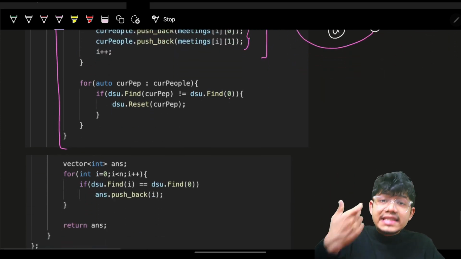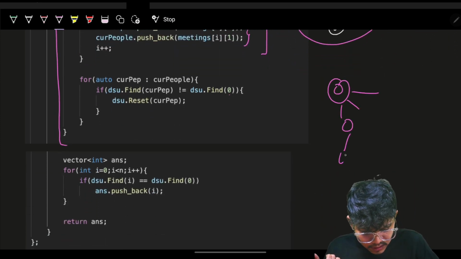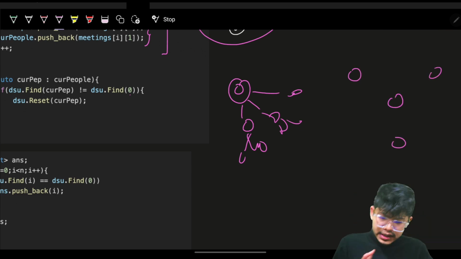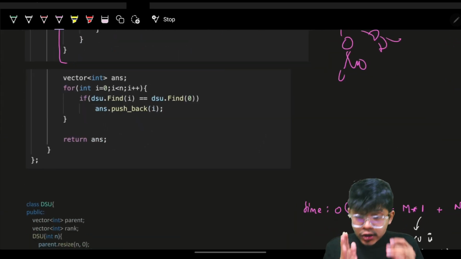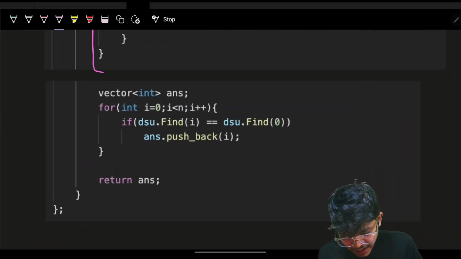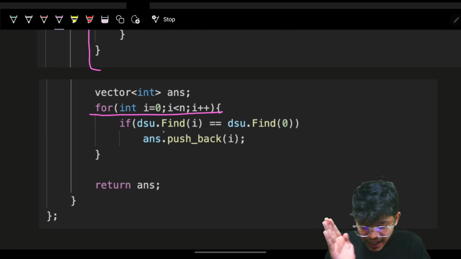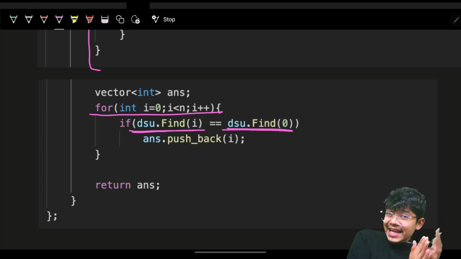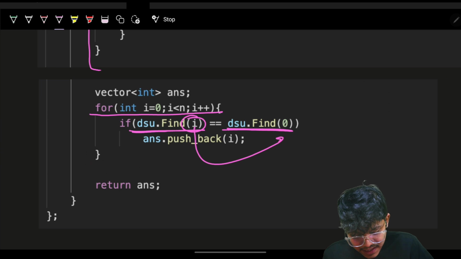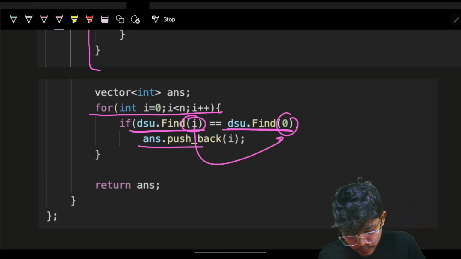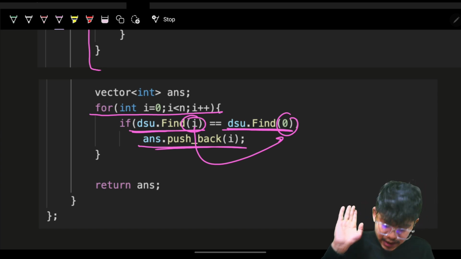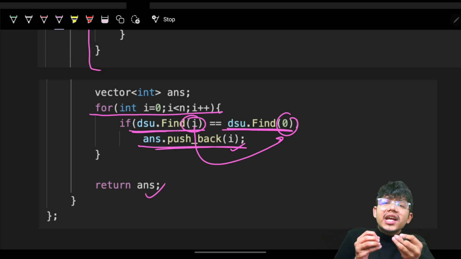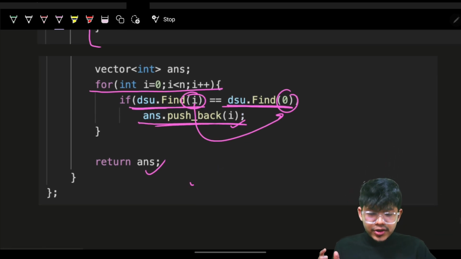Now ultimately in the end, everyone who knows the secret will actually be connected to node 0 by some means. And the persons who don't know it will be in different components like this. So ultimately in the very end, to know finally who all know the hidden thing, I will again iterate over all of the numbers. I will check if find of i is in the same component as that of node 0, then that person i knows the hidden thing, so push that in my answer. And thus I'll push back in my answer, because I know 0 is the one who knows it. So just check in that component itself. That's it. And by this you can simply get this solved.